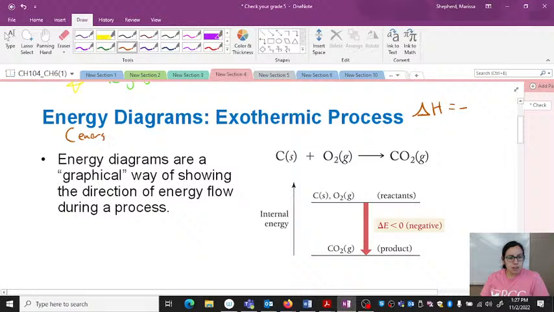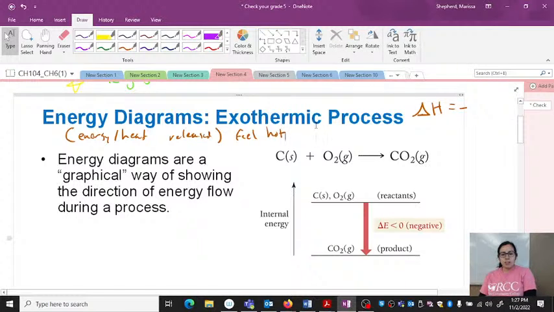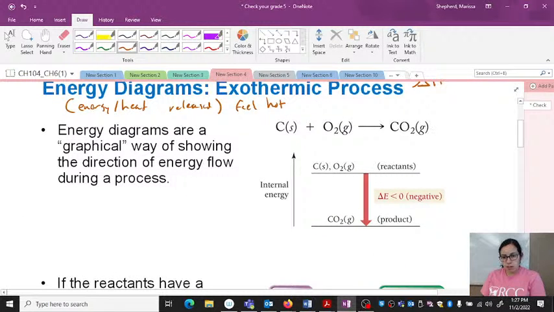So energy in the form of heat is released. And of course, all these exothermic reactions, right, they will feel hot to you. So you're feeling all that energy leaving. And so now let's look at the graph. So we're looking at this reaction. So carbon plus oxygen gives us carbon dioxide.